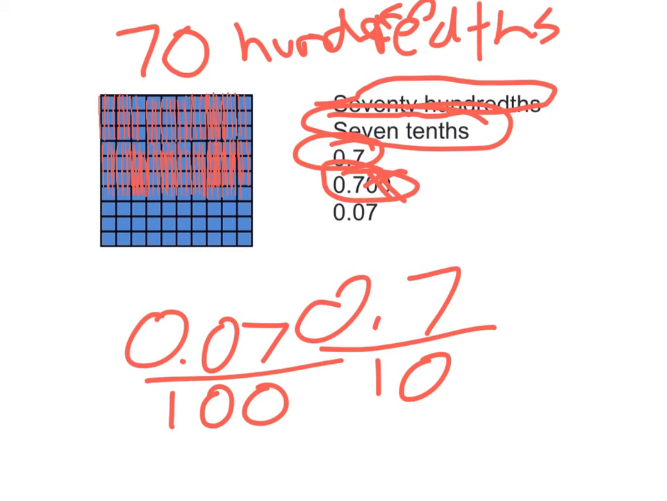Now 0.7 with the 100 underneath it would be 7 out of 100, which would be 1, 2, 3, 4, 5, 6, 7. So significantly less. That's like having 7 cents versus 70 cents. That's a big difference. So that one would not be correct. Most of those ended up being correct.